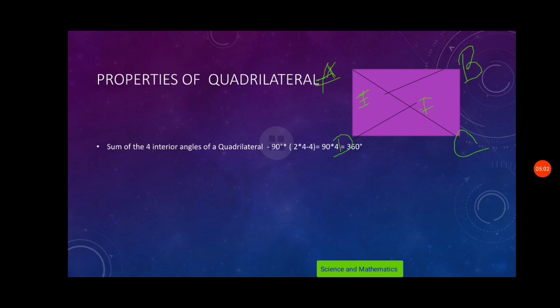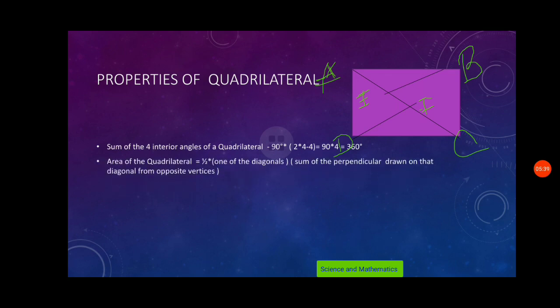So we will only apply the formula that we all know. A quadrilateral is a four-sided polygon. When we apply the polygon formula, we put n as 4 and calculate: (4 minus 2) into 180 degrees. Then it gives us 360 degrees. That is why the sum of all four interior angles of a quadrilateral is 360 degrees.